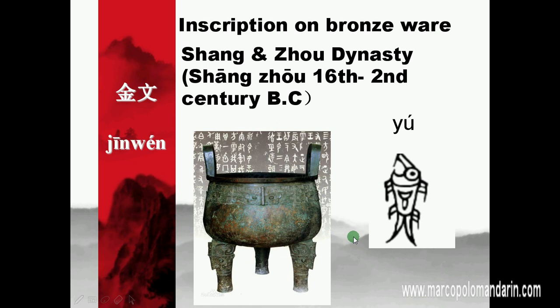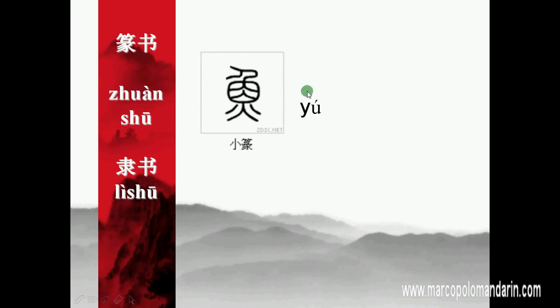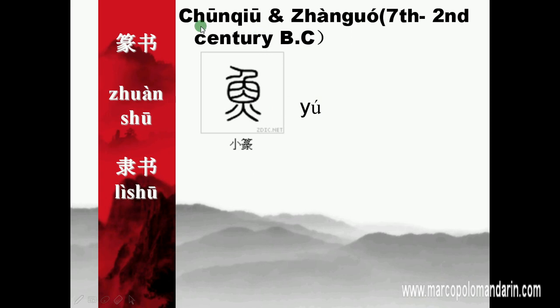Okay, then we turn to the third one, 篆书 and 隶书. These two kinds of characters were used in nearly the same period. So this is 篆书, still 鱼. This was used in the 春秋 and 战国. 春秋 means the spring and autumn period. 战国 is the warring states period. So it was between the 7th and the 2nd century BC. That was the 篆书. So how about the 隶书?